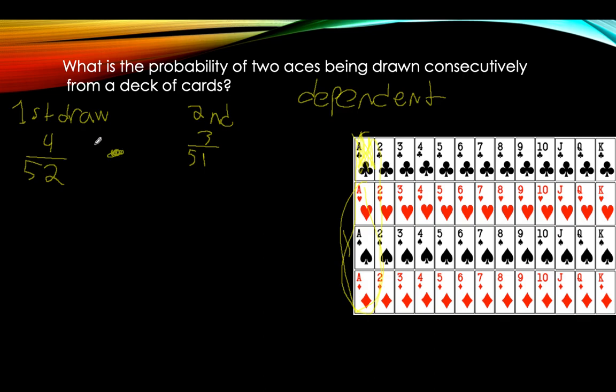So now you just multiply. 4 times 3 gets you 12. Oh boy. 51 times 52 gets you 2,652.